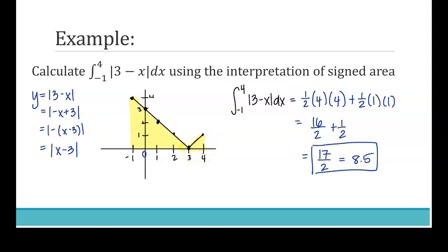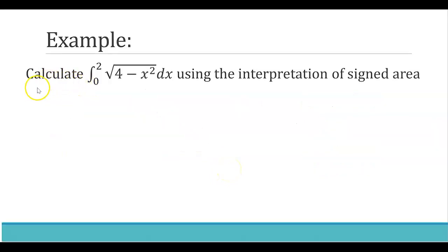Now we can only use the interpretation of signed area to evaluate a definite integral if the region between the graph and the x-axis is a geometric shape that we have the formula for. So we have the formula for finding the area of a triangle, and so far we've just dealt with a bunch of triangles. In this example, we want to calculate the integral from 0 to 2 of the square root of 4 minus x squared dx using the interpretation of signed area.